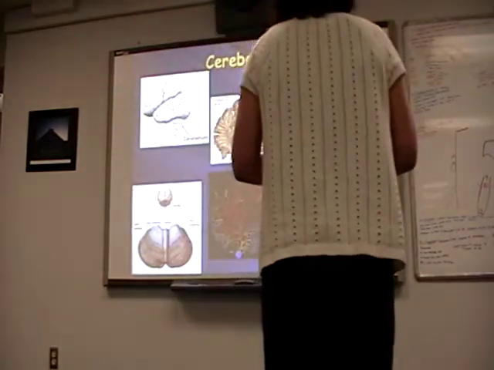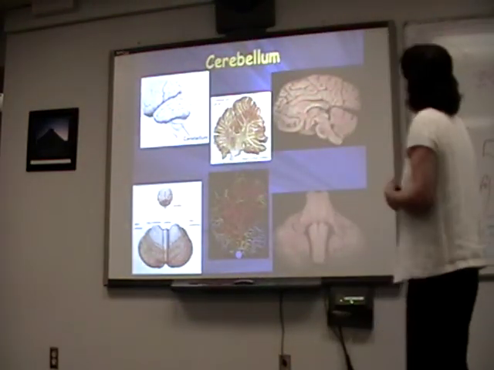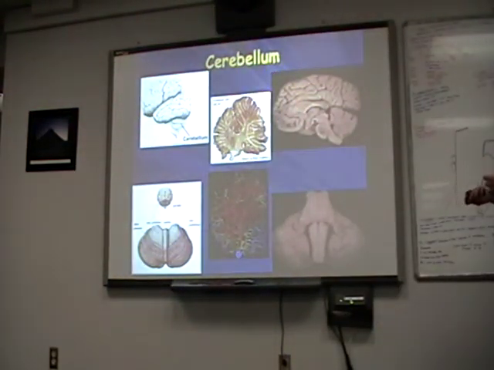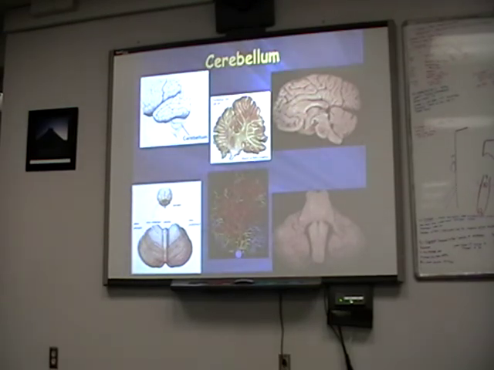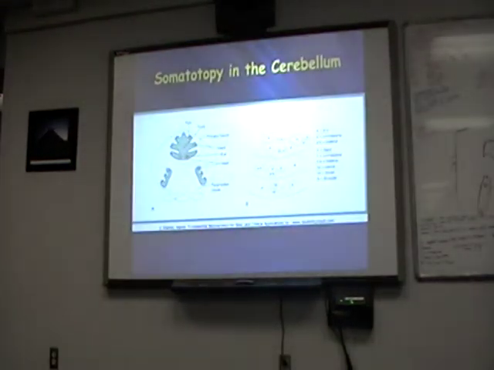Then we've got our cerebellum. So our cerebellum, just remember, has two hemispheres. In the middle of the two hemispheres is our vermis. And on the bottom we have our tonsils. But when we look at the cerebellum, we're going to actually open it up in a moment. So here we've kind of opened it up.